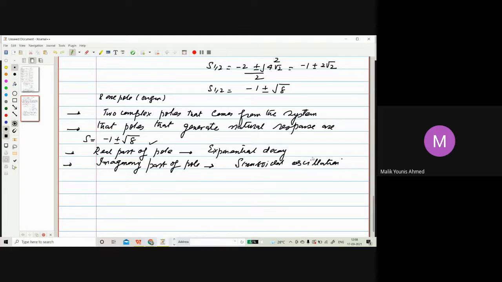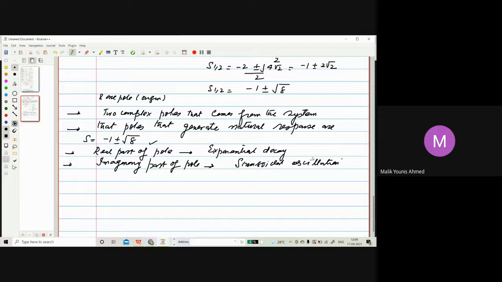So a complex pole will have two parts. A complex pole pair is there, that's complex and conjugate poles. So it will have a real part and it will have an imaginary part. The real part will be responsible for exponential decay, so clearly there will be an exponential decay in the response. The imaginary part will make sure that there are sinusoidal oscillations, unless and until those oscillations die down and settle at some steady state value.